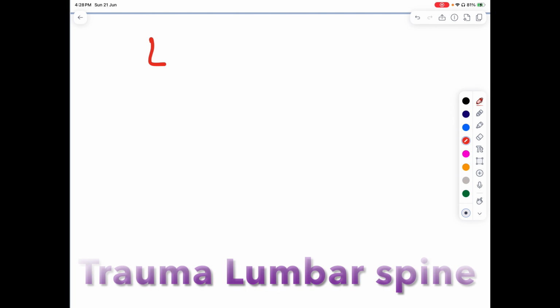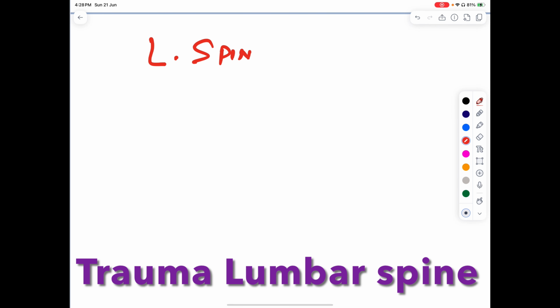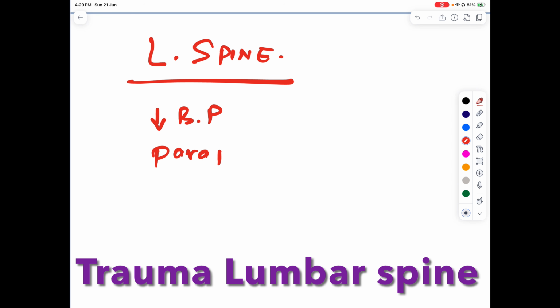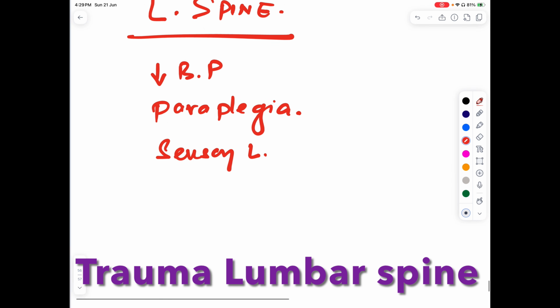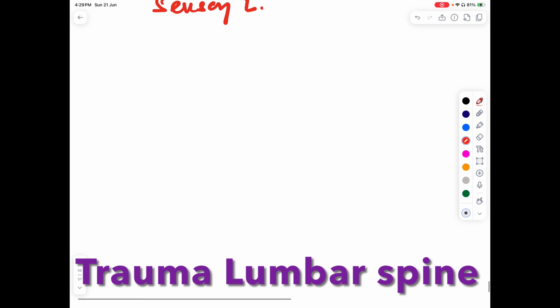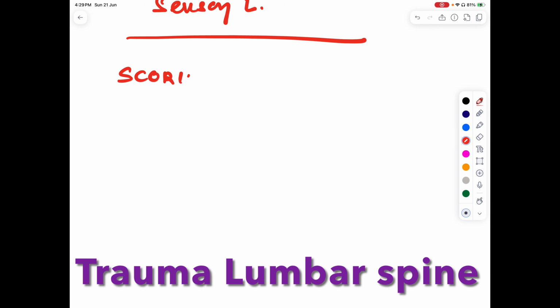If you get a lumbar spine injury, this is the lower level. It can happen in a road traffic accident, and the patient presents with decreased BP, paraplegia, or sensory loss in the lower limb. So what are the different scores? It can be any mechanism. Which scoring will you use?